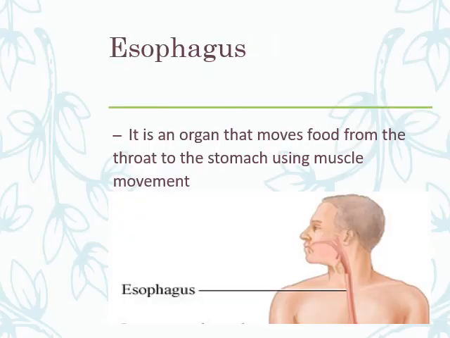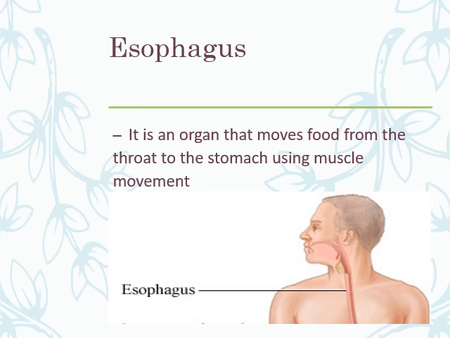Okay. Next, it's esophagus. Esophagus is an organ that moves food from the throat to the stomach using muscle movement. The esophagus is a muscular tube connecting the pharynx to the stomach that is part of the upper gastrointestinal tract. It carries swallowed masses of chewed food along its length.